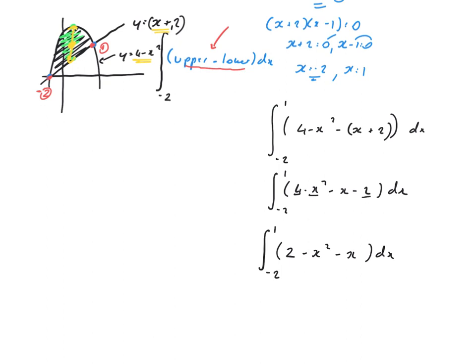Okay, so remember for integration, add 1 onto my power, divide by my new power. Remember, if you integrate a constant, it becomes a constant x, so 2 will become 2x. Minus x squared becomes minus x cubed over 3. Minus x becomes minus x squared over 2. Since the number up there is 1, add 1 to your power, divide by new power. And that is between 1 and minus 2.